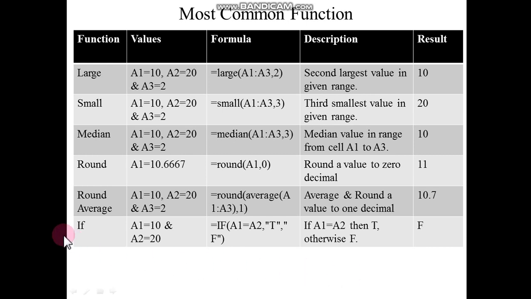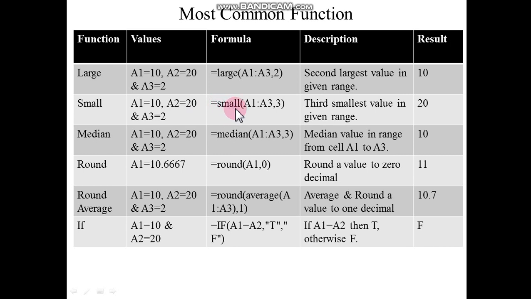Okay, the next most common function is SMALL. SMALL is a bit different from the minimum. Minimum does not allow you to set a condition. For example, in this case you can find out the second smallest value, the third smallest value. If you see in this given data, the smallest value is 2, while the second smallest value is 10 and the third smallest value is 20.